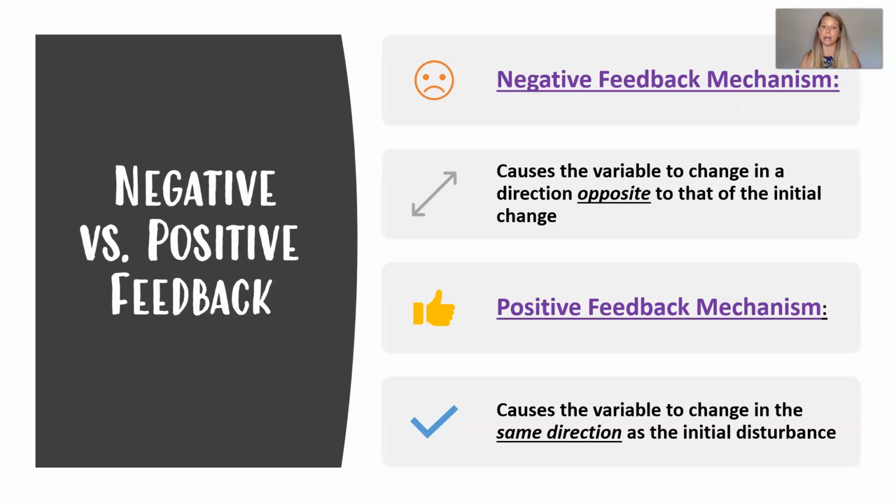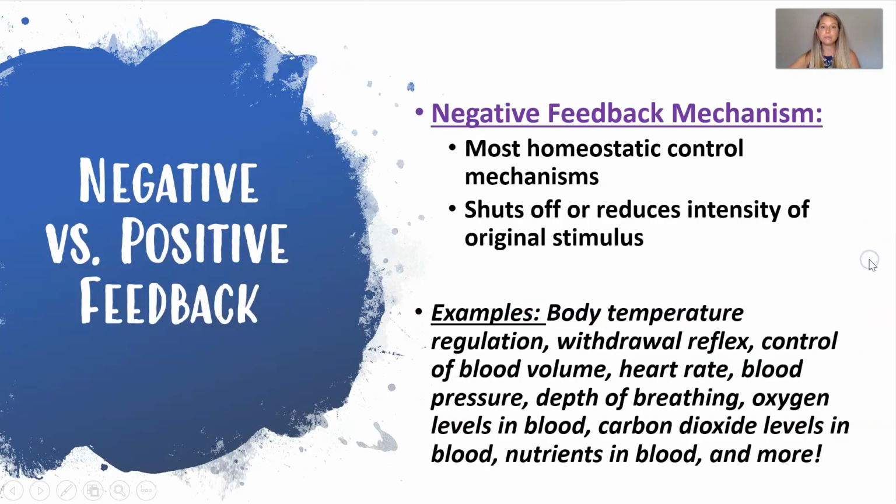A positive feedback loop, or a positive feedback mechanism, means that the body continues the initial response in the same direction. So it causes the variable to change in the same direction as the initial disturbance. So if the initial stimulus is an increase in something, then in a positive feedback loop, the body continues to increase and increase and increase. Okay, the same direction as the initial stimulus.